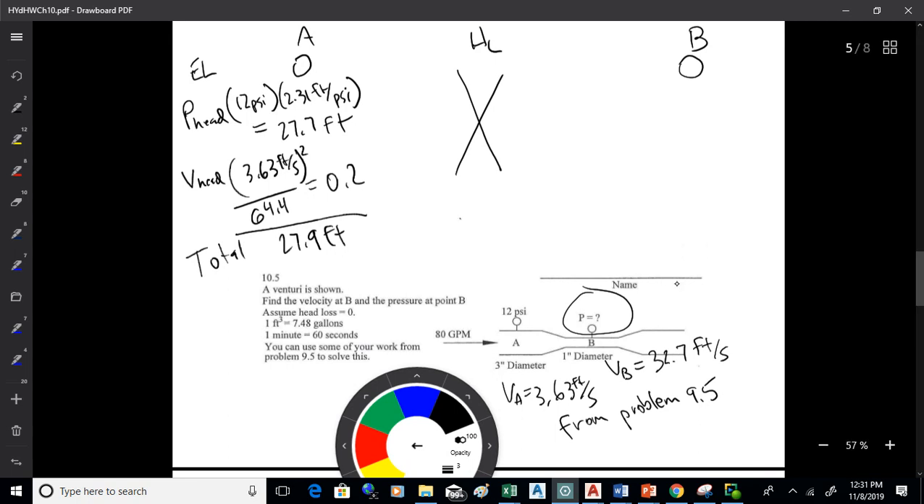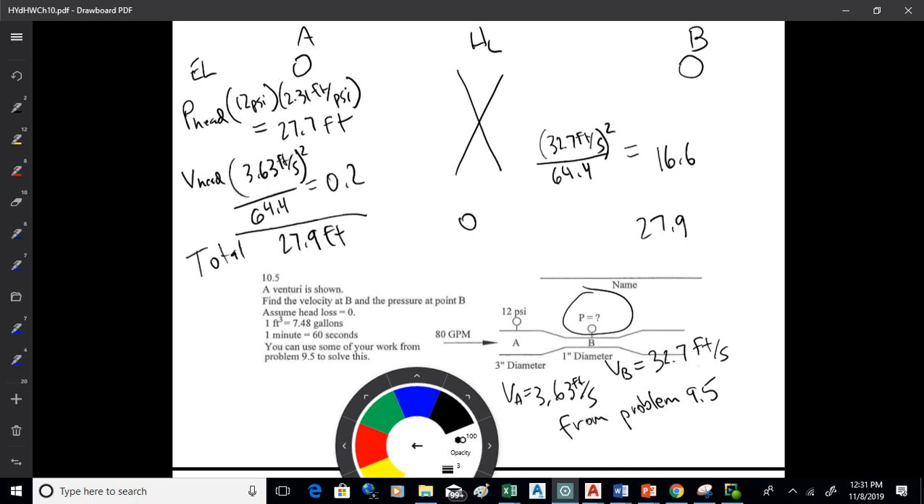Okay, we're assuming there's no head loss, so that's the energy you've got to work with. Okay. Now the velocity head on the other side, you've got the velocity. It's going up quite a bit. It's 37.2 feet per second. Square that and divide it by 64.4, and you get 16.6. Okay. So just making the water go faster requires a lot of energy.